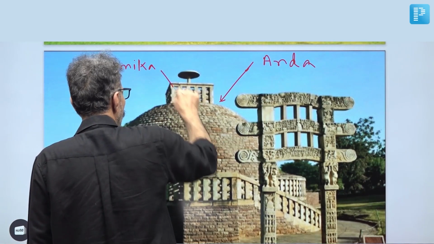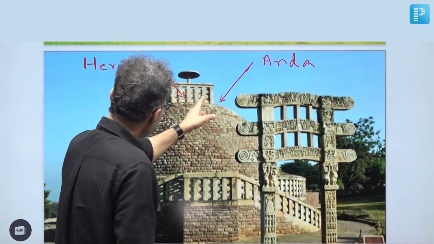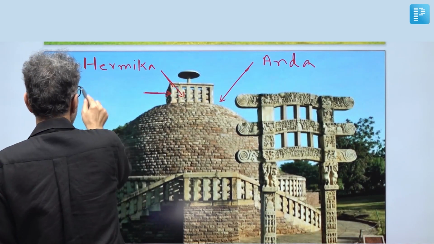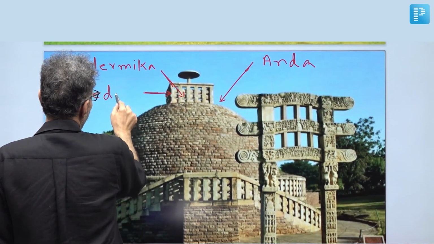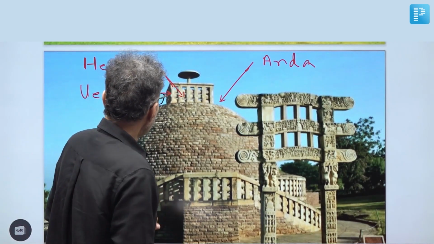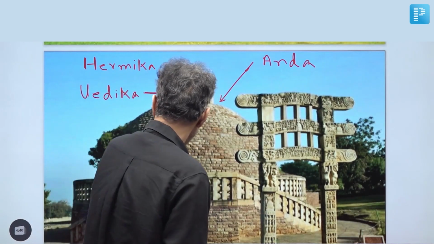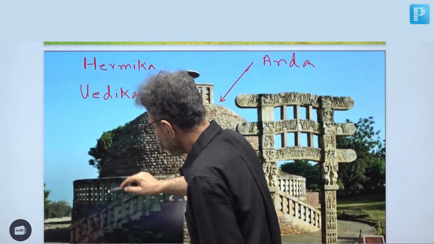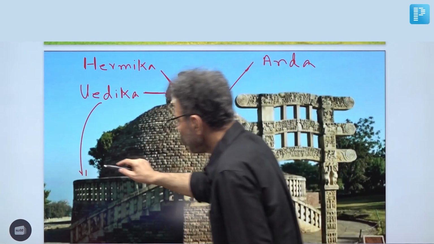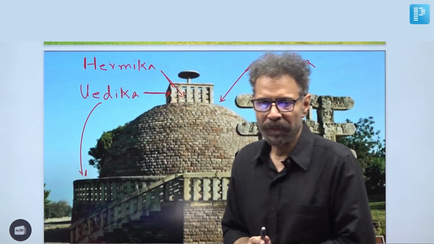Harmika is a platform inside. And around the Harmika, this is railing. This railing is known as Vedika. And then you will find that Vedika is here also. This is also Vedika. This is also railing. So this is also Vedika. This simply means that any part where you find a railing is known as Vedika.